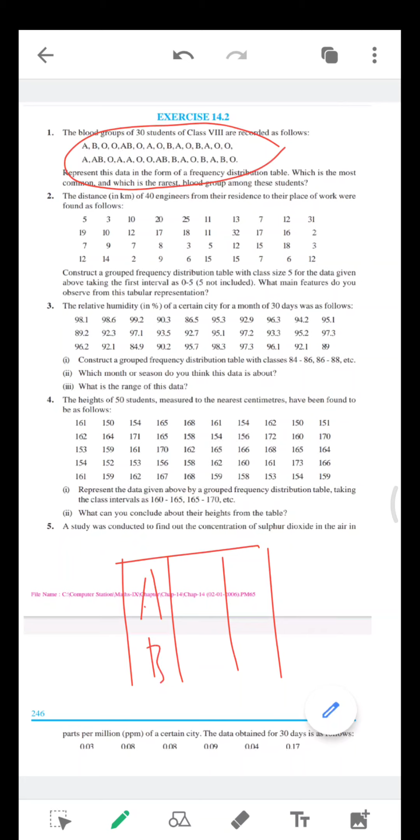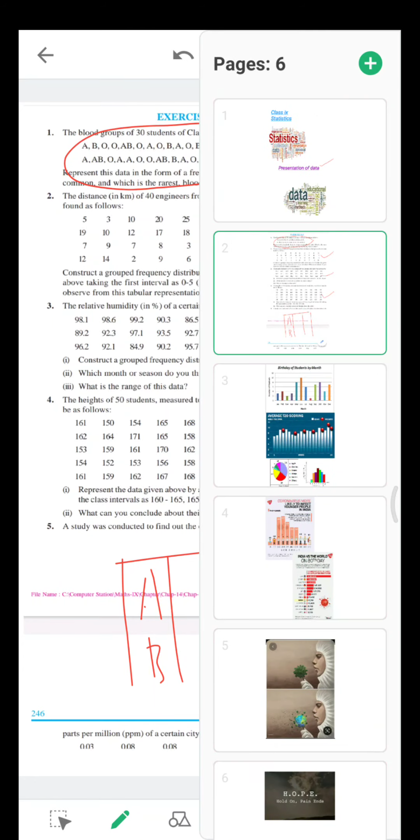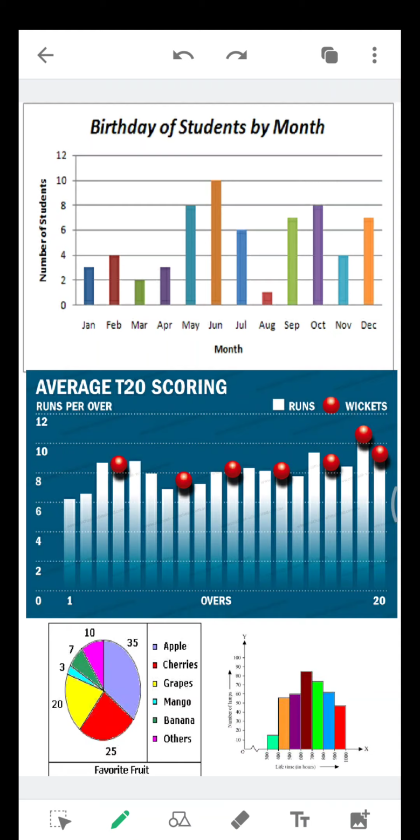But if you represent the data in this form, then nobody can understand it easily, and it will be time consuming too. So collection, classification, analyzing. After these three steps comes presentation of data, which has to be very interesting. So for presentation of data we use different types of graphs, which you can see here.